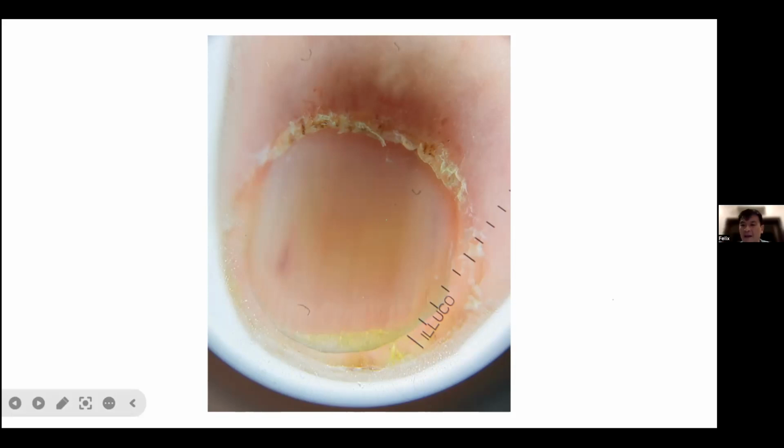Okay, I'll give you the answer. Queenie is correct. So when you look at this, Queenie said what? Queenie said scleroderma?